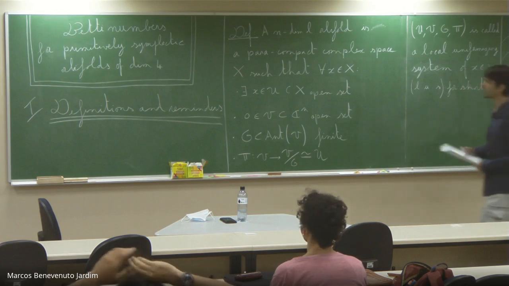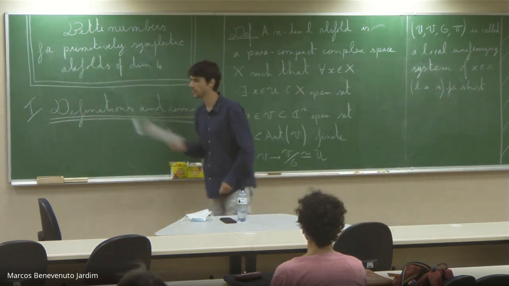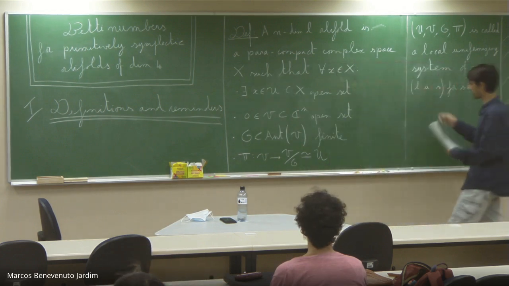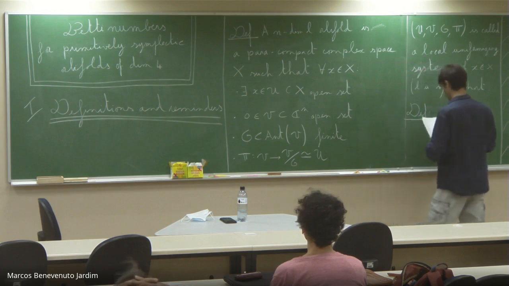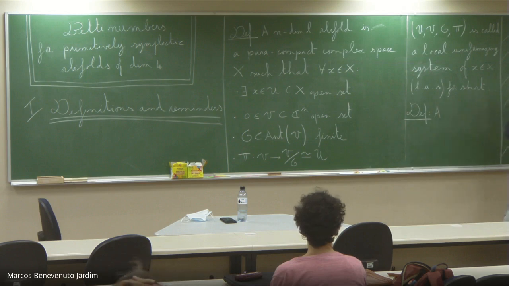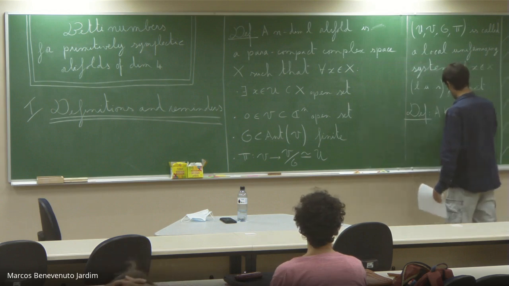And so in the title there is primitively symplectic orbifold. So I explained what an orbifold is. Now I will explain what a primitively symplectic orbifold is. So that's one definition. And then I will explain why we are studying this kind of object, what the motivations are.